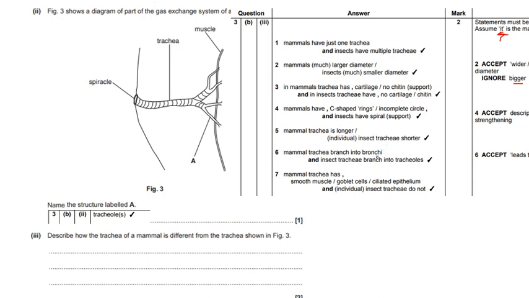Mammalian trachea branch into bronchi, but these guys' tracheas branch into tracheoles. And mammal trachea has smooth muscle, goblet cells, ciliated epithelium, all those tissues which we learnt about, but insect trachea have none of them. No mucus if you're an insect.